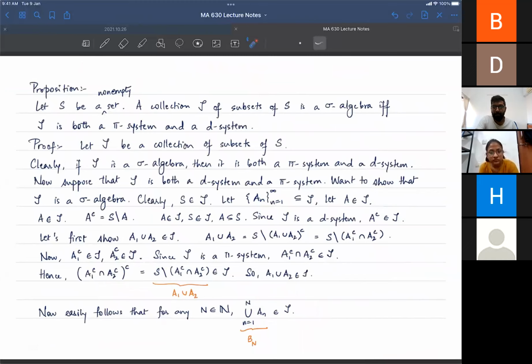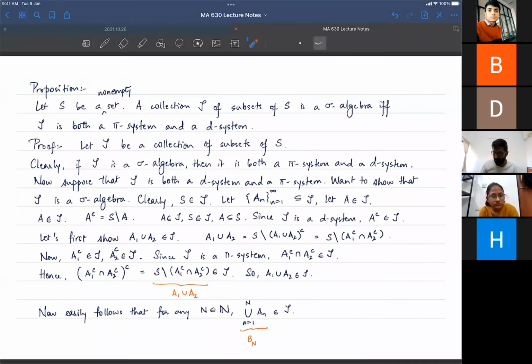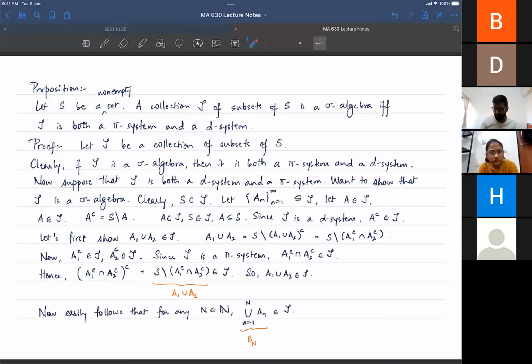All right, so now here are a couple of propositions. Let's start with this. Suppose S is a non-empty set. Now we were wondering about the relationship between various things. Sigma algebra is pretty strong. Sigma algebra implies pi system, sigma algebra implies D system. But now the nice thing here is the following: sigma algebra if and only if both pi and D system. If on the other hand you check that it's a pi system and D system, then it is a sigma algebra. So that's what we're saying here.